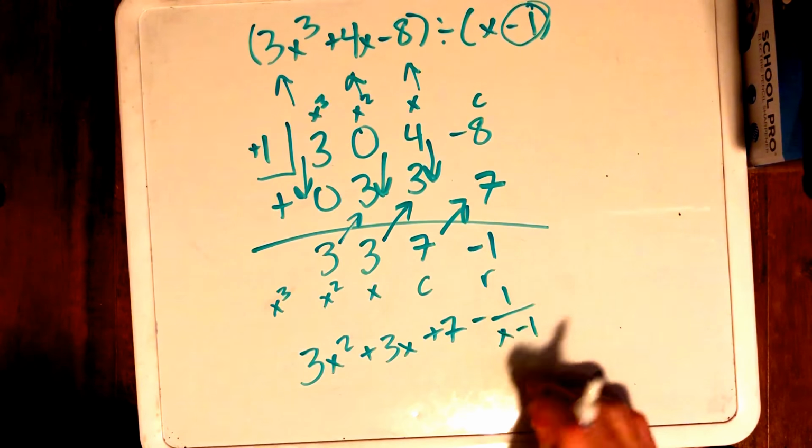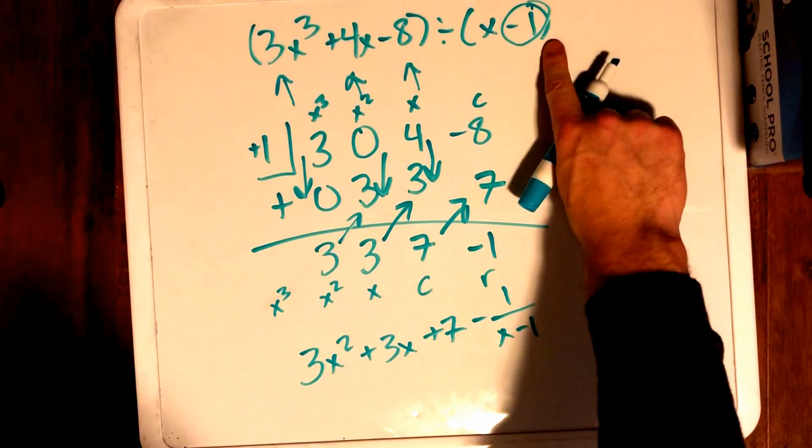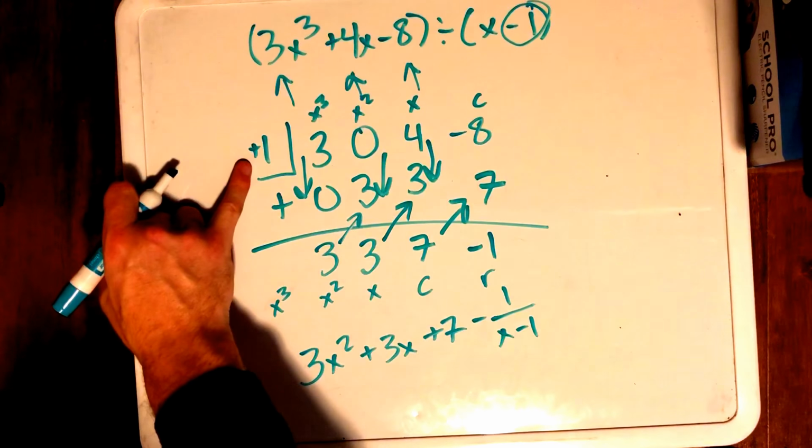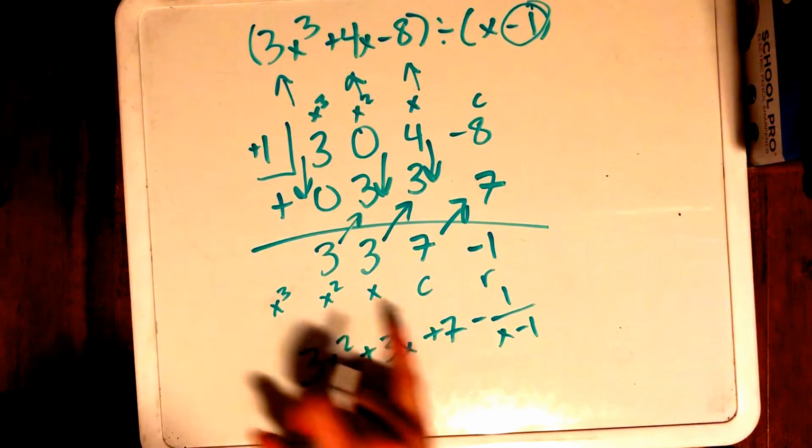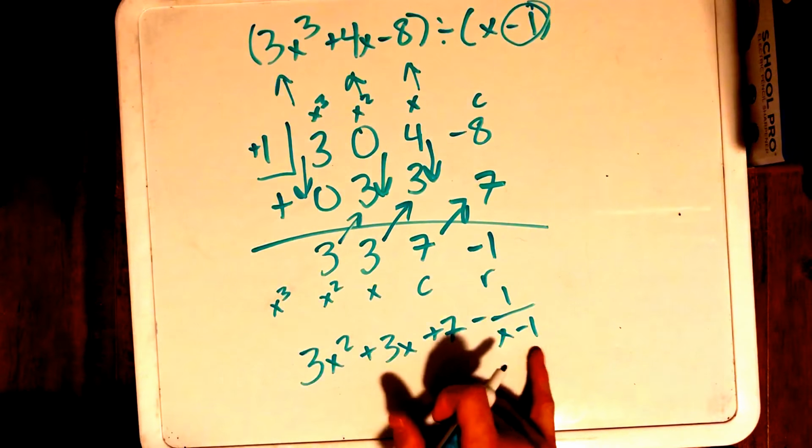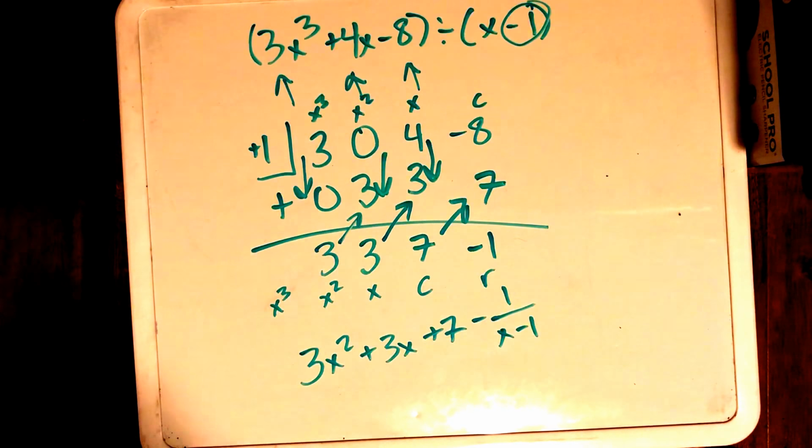And like I said, there's a couple ways that you can remember what this divisor is. You can either look at the original problem, or you can remember that this is the opposite of what our divisor is. So like we have a plus 1 here, so we know it's going to be x minus 1. However, whatever works for you guys.